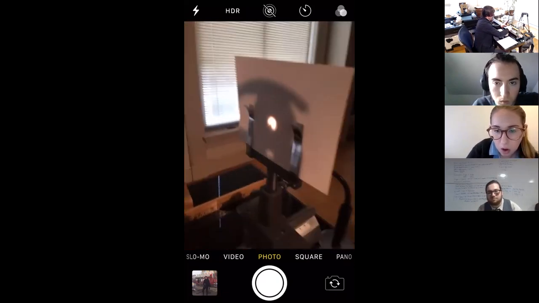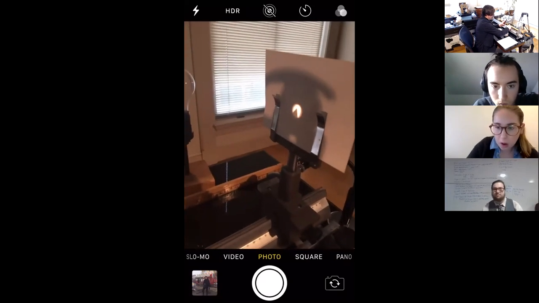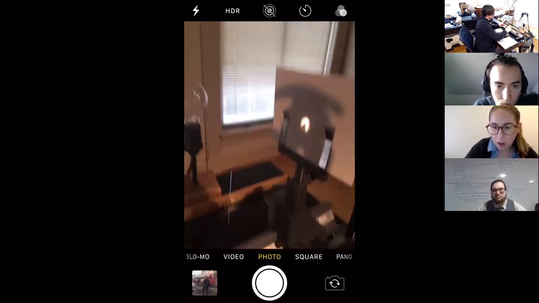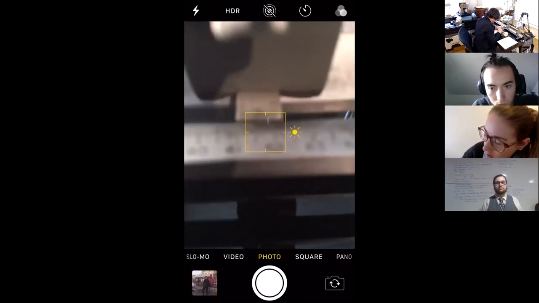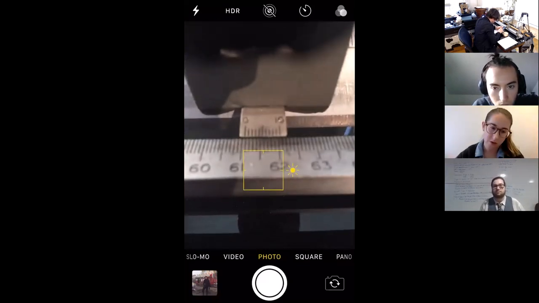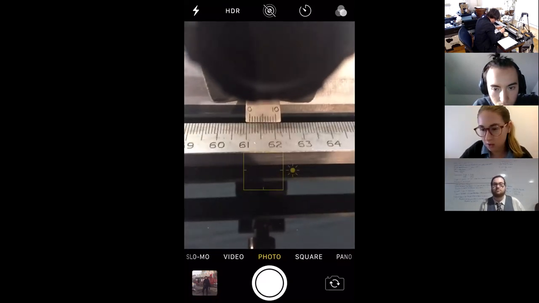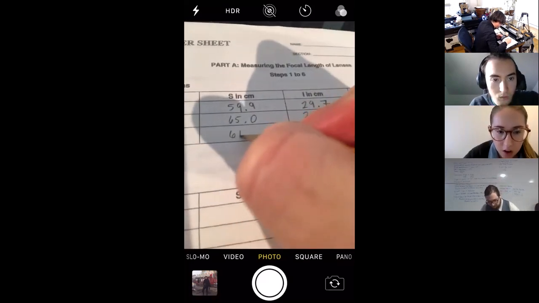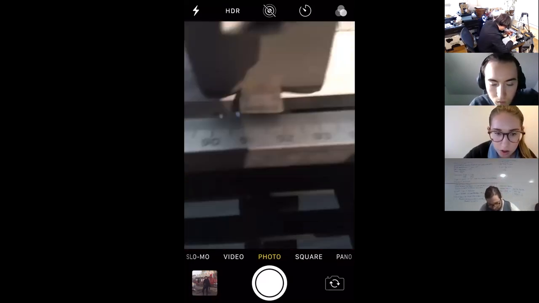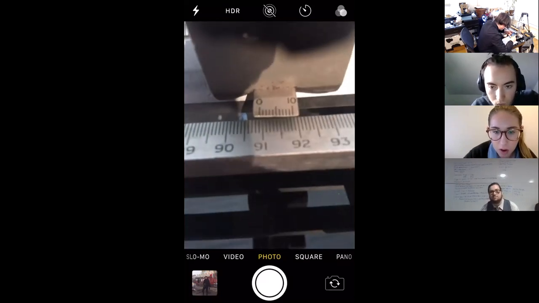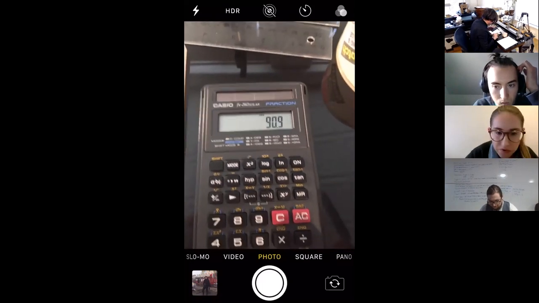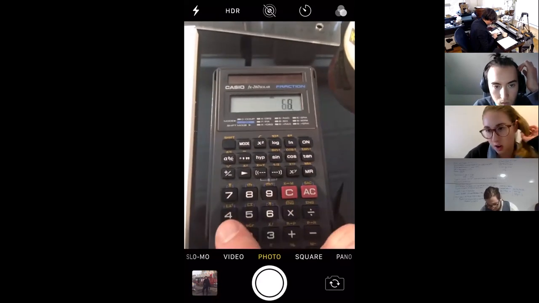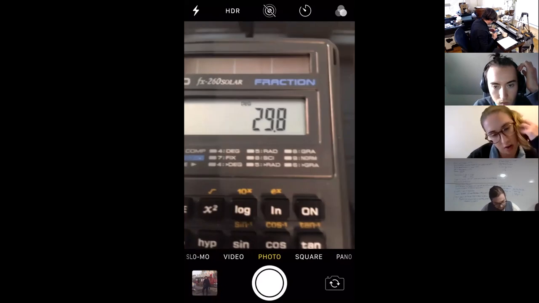I'm gonna slide the screen in this time, and I'm gonna slide the lens along so I get a sharply focused image. Okay. Focus. 61.1. And this is 90.9 minus 61.1. Our source distance is 29.8.